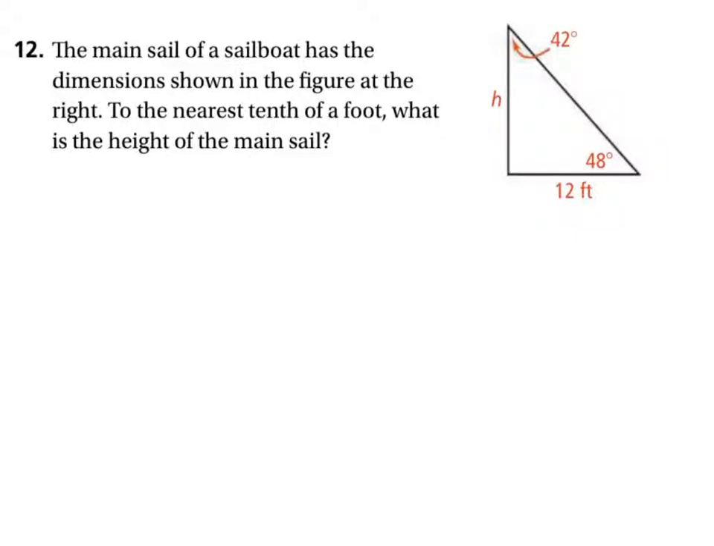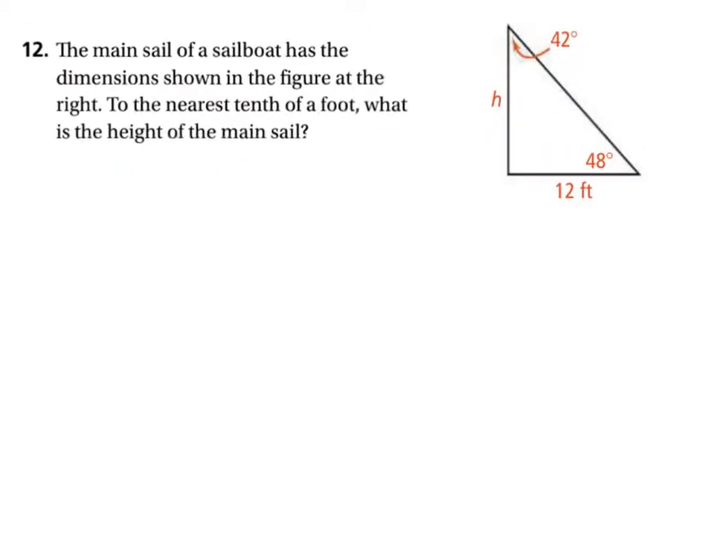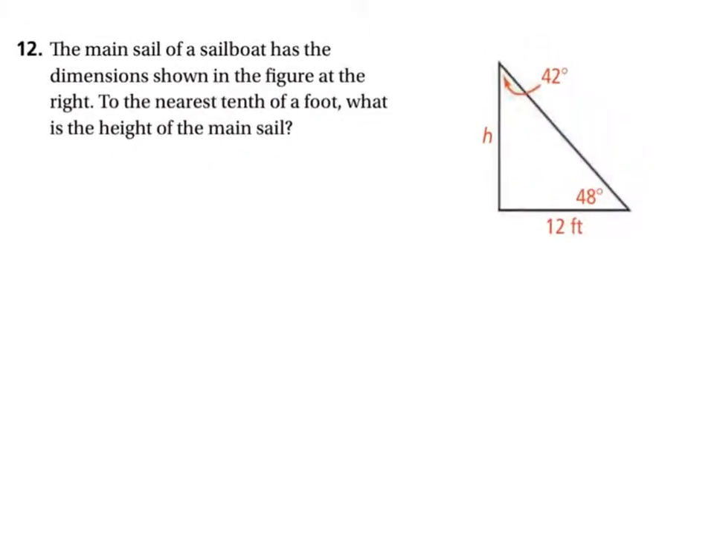Okay, so the main sail of a sailboat has the dimensions shown in the figure at the right. It's a little bit giant. I'm going to shrink this down just a little bit because it seems so in my face. Okay, but there it is. To the nearest foot, what is the height of the main sail?